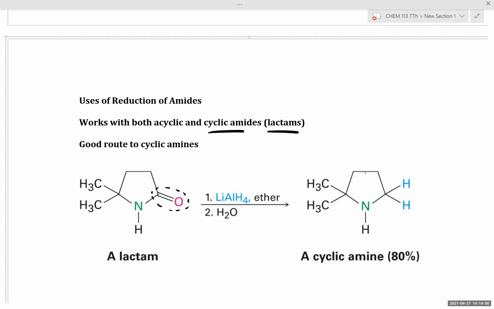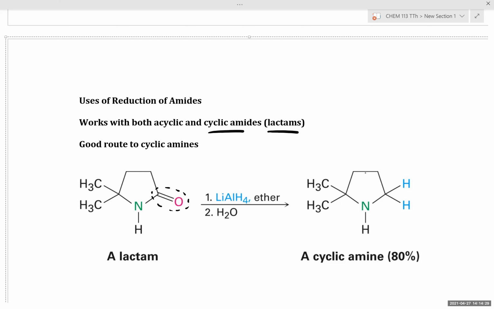So does everyone see the synthetic utility of this method? It allows us to form carbon-nitrogen bonds using methodologies that we've already established to prepare amides. And we know that it's easy to make these carboxylic acid derivatives, while making amines, especially highly substituted cyclic amines, requires a few more considerations.